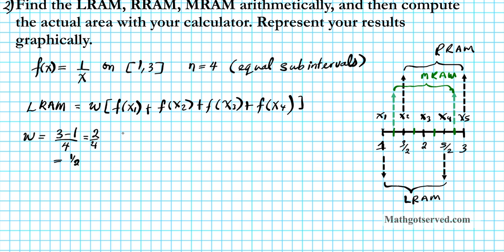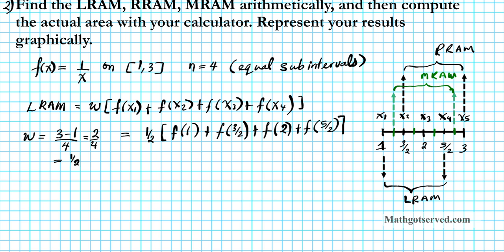So that's the width of our subintervals. All right, we're good to go. Let's go ahead and compute what LRAM is. That's going to be the width, which is 1/2, times f of x1, which is 1, plus f of x2, x2 is 3/2, plus f of x3, x3 is 2, plus f of x4, x4 is 5 over 2.